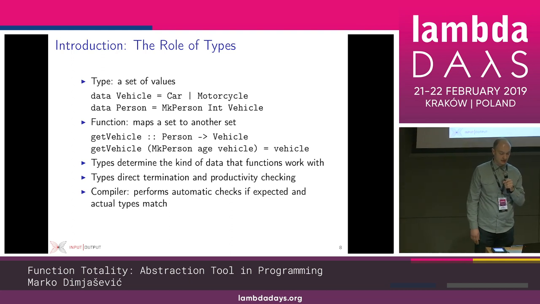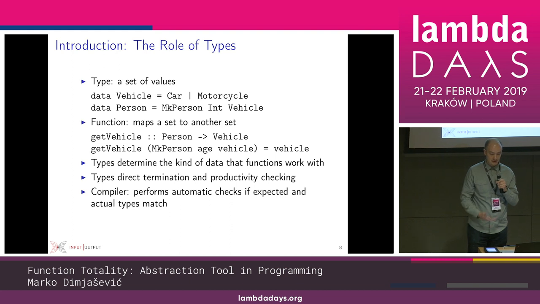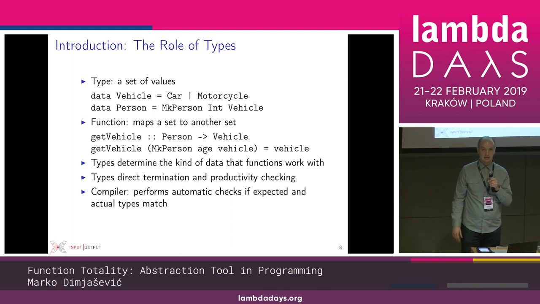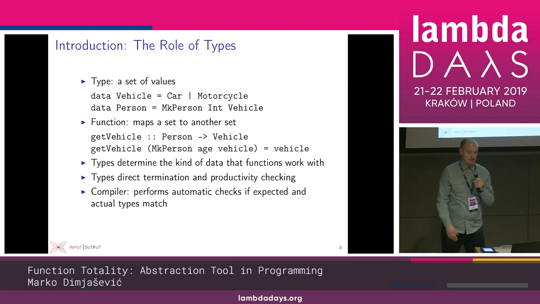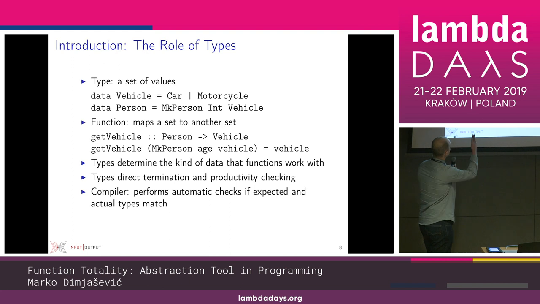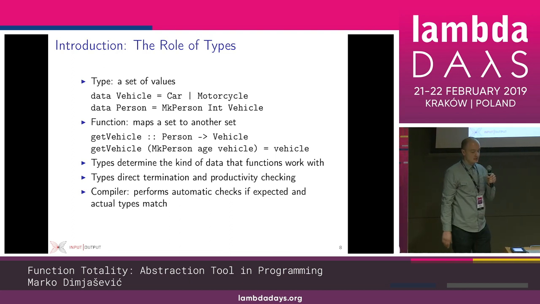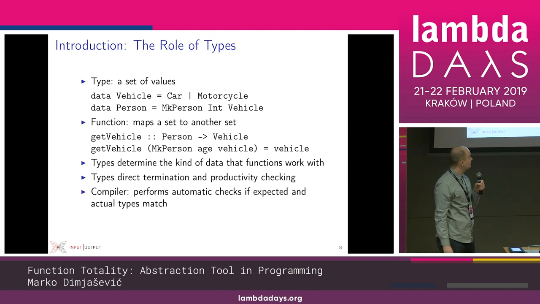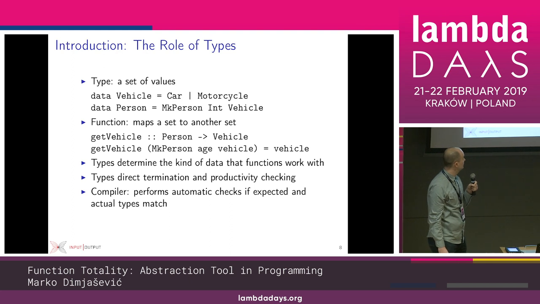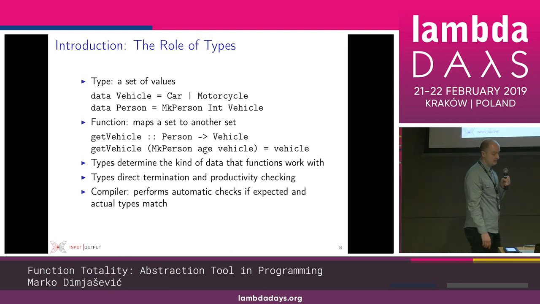Functions are, of course, heavily used in functional programming. And here is just a simple example that takes a value of the person type into a value of the vehicle type. So this is a first example where we use these definitions via equations and in particular pattern matching. So we deconstruct the value of type person directly and just return its second argument. So types basically determine the kind of data that our functions work with.